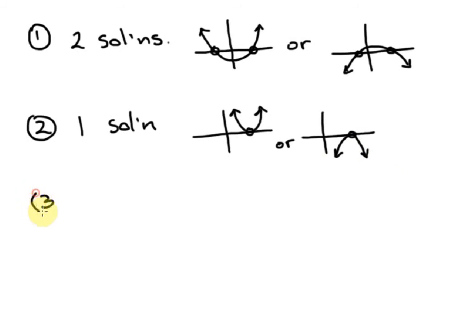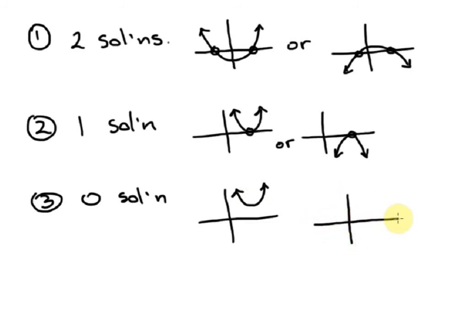Well, there's one more possibility, and that is that you have 0 solutions. So what would that look like on a graph? Well, you might have a situation where the graph simply never touches the x-axis. Okay, so if it doesn't touch the x-axis, that means we have no solutions at all. No x-intercepts, no solutions. So those are kind of the 3 situations that we run into when we're trying to solve.